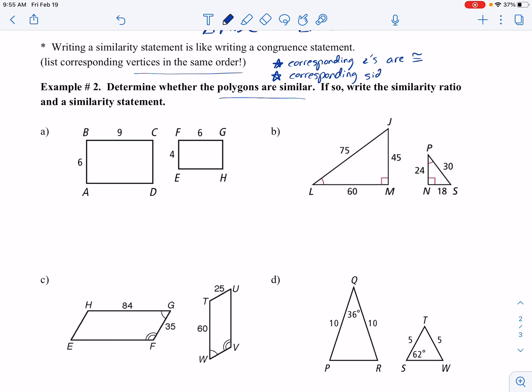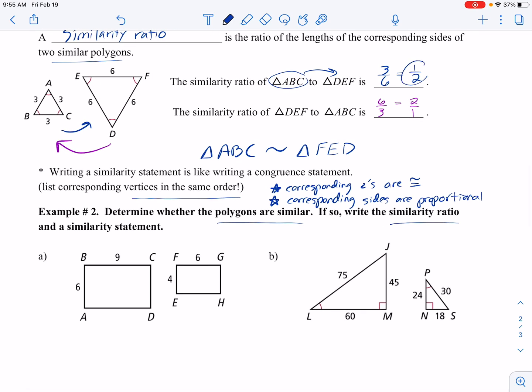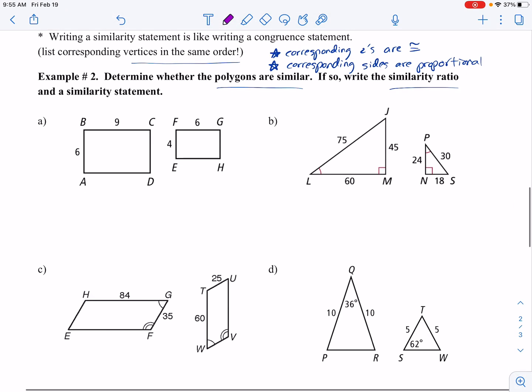Corresponding sides, gotta check for both, are proportional. If only one of them is true, then these are not similar polygons. If they are similar, write the similarity ratio just like we did up here with 1 to 2 or 2 to 1. Okay, let's do the first example together.